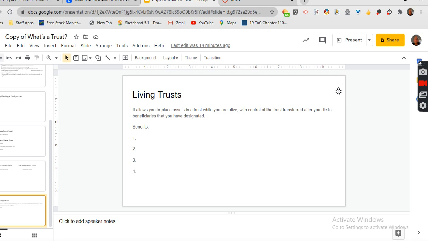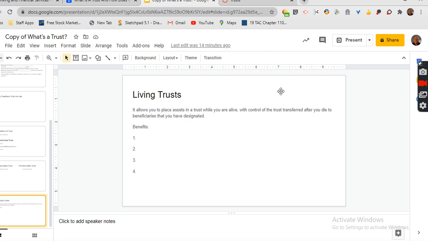So let's talk about living trusts now. And a living trust, and this is our last slide, allows you to place assets in a trust while you're alive, with control of the trust transferred after you die to a beneficiary that you've already designated. So it's kind of like that charitable trust, but in the midst of the living trust, I'm getting money off of it. I'm living off that money. Maybe, say in retirement, I've taken that money and put it in a living trust. And so I'm still living off of it.